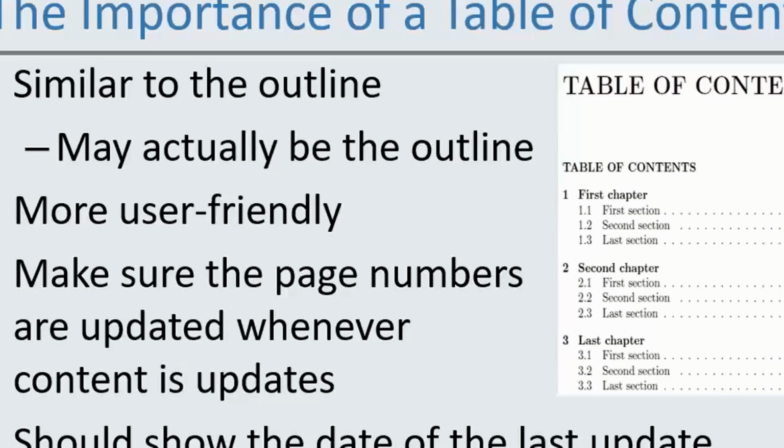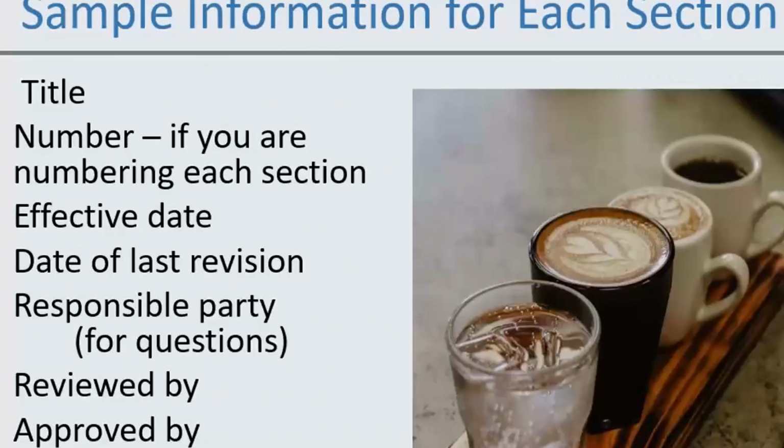Maybe change a few of the wordings. But if you do, it makes your Policy and Procedures Manual more user-friendly. You have invoices in one section, payments, 1099s, or whatever your chapters are. And if you have page numbers, which most of you probably will, make sure the page numbers are updated whenever the content is updated. Because if you add even one page or take out even one page, it's going to throw your table of contents page numbering off. And of course, you want to show the date of the last update.